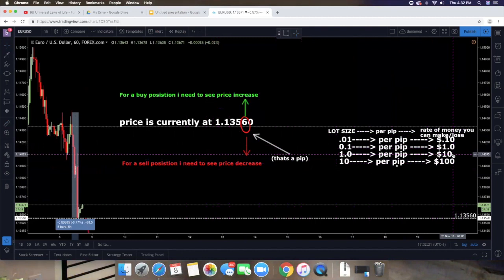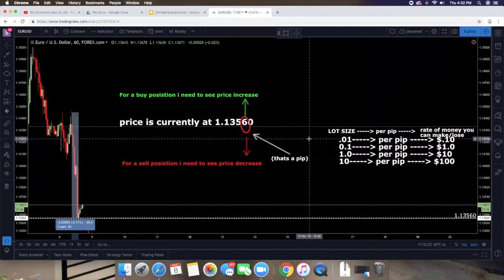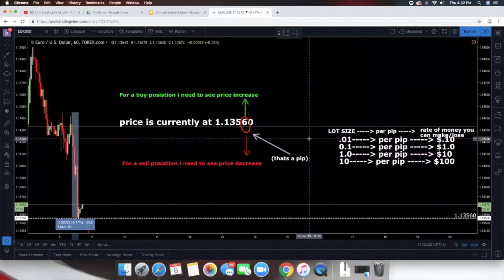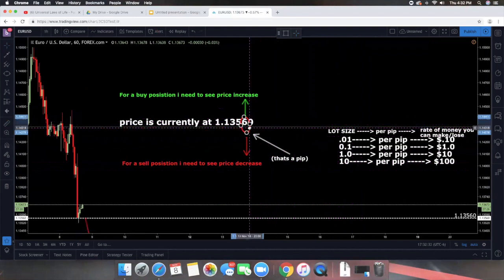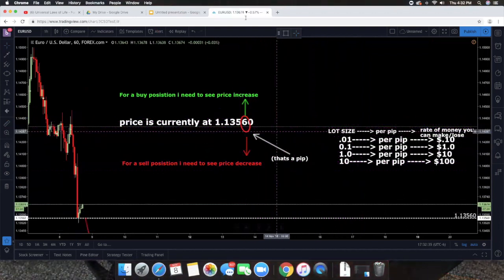If I'm in a buy and price goes down, I'm losing money. If I'm in a sell and price goes down, I'm losing money. That is how this works, guys. So as traders, we get better at figuring out what happens in the 50-50 game, figuring out if it's going to be going up or if it's going to be going down.